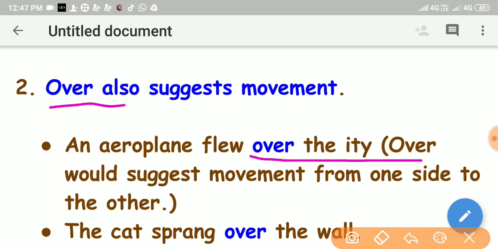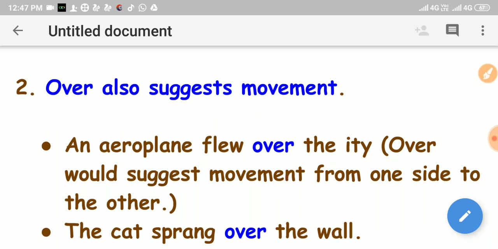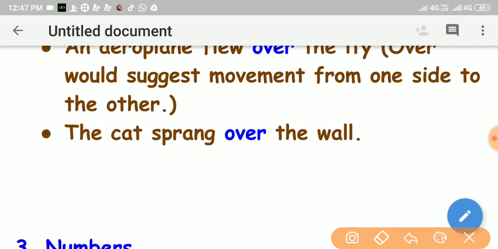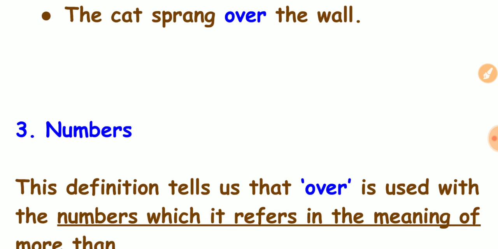The movement of the aeroplane. Here, the word flew shows the movement. So that's why over is the most suitable one, my dear friends. And then let us go with the other example. The cat sprang over the wall. Here the verb sprang shows the movement. That's why over is very essential, my dear friends. So this is also the second usage of over.